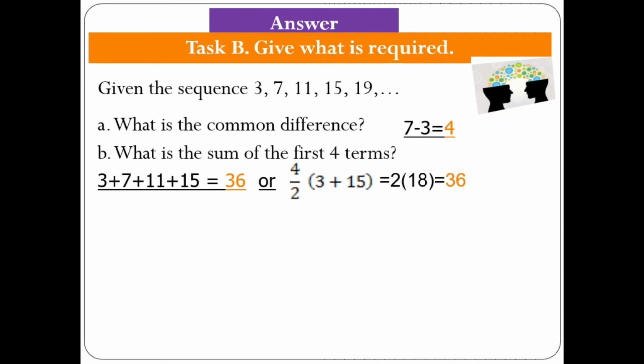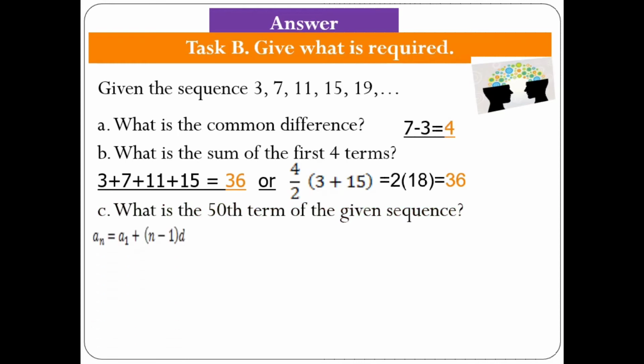By using the formula, a sub n is equal to the first term plus the quantity of n minus 1 times the common difference. The 50th term is equal to 3 plus 49 times 4, which is equal to 3 plus 196, and that is equal to 199. Therefore, the 50th term of the given sequence is 199.